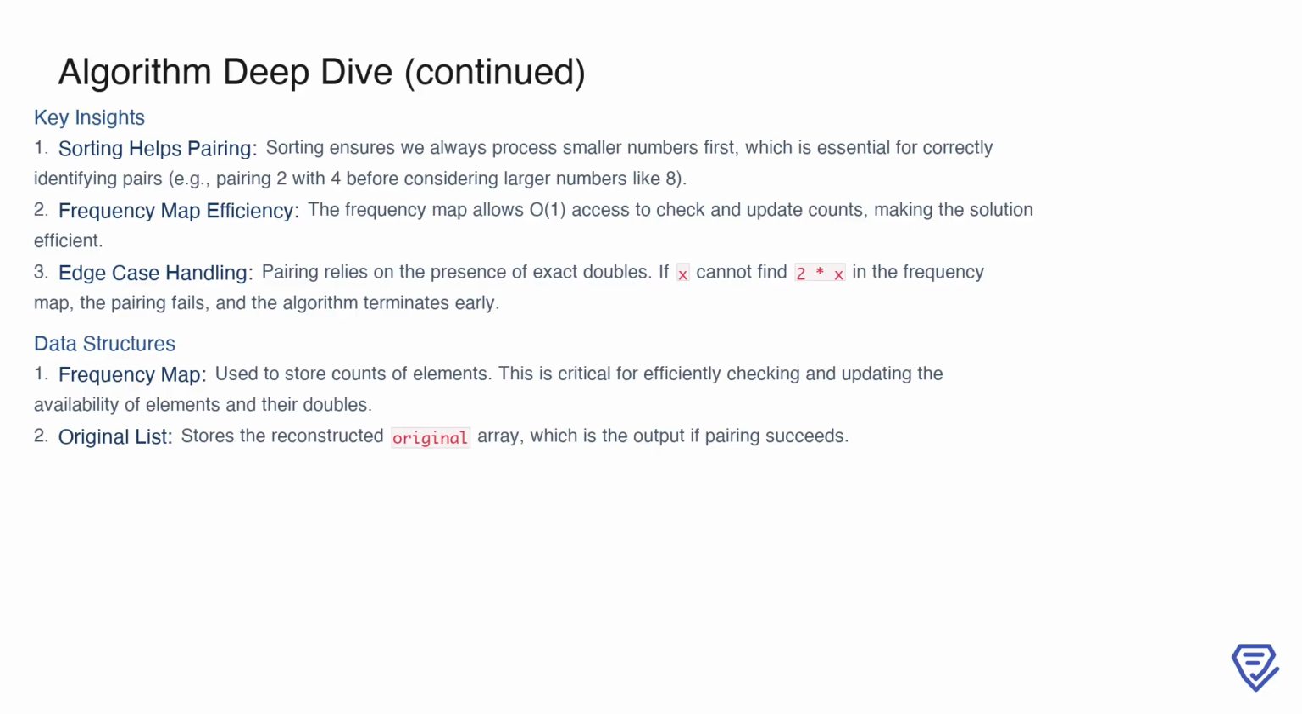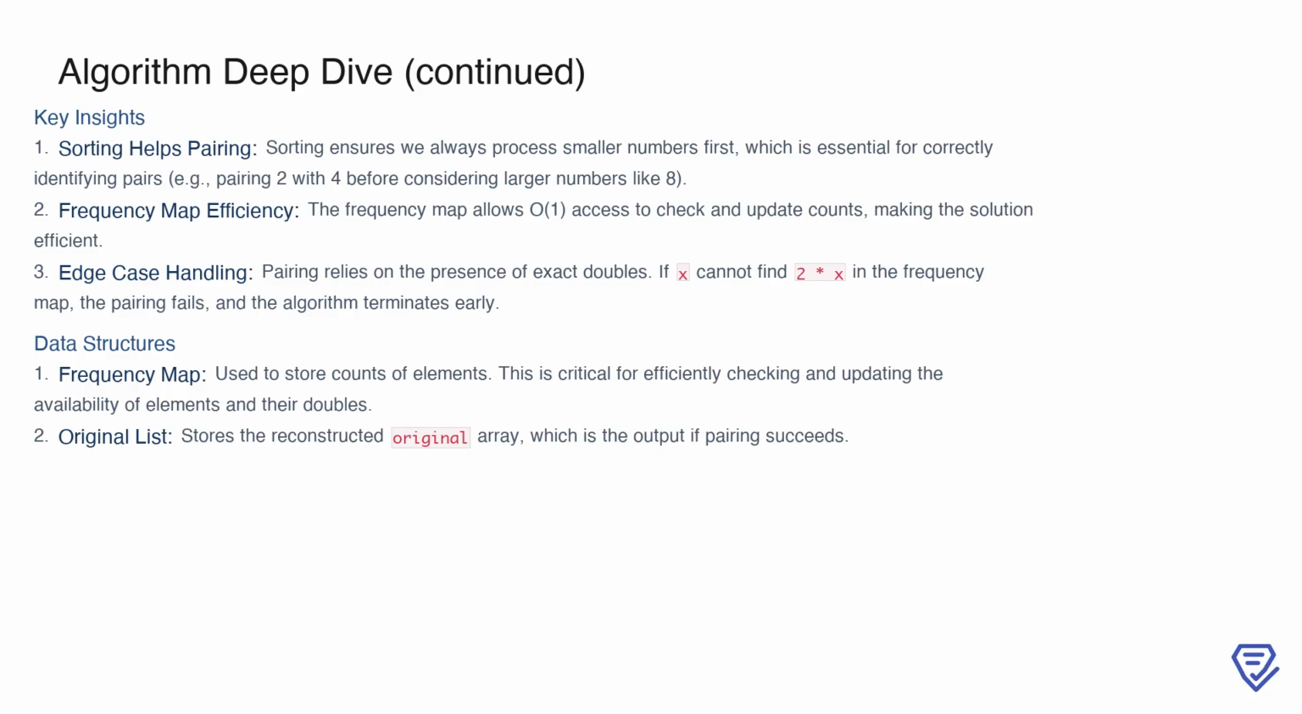Several key insights make this solution efficient and robust. First, sorting the array is essential because it ensures that smaller numbers are processed first, which is critical for correctly identifying pairs. For example, processing 2 before 4 ensures that we pair them appropriately before moving on to larger numbers like 8. Second, the frequency map is the backbone of this algorithm. It allows constant time access to check and update counts, making the pairing process efficient.